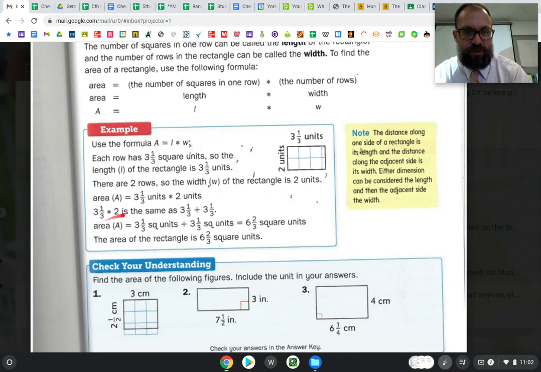And 3 1/3 times 2 is the same as 3 1/3 plus 3 1/3. So the area is 3 1/3 square units plus 3 1/3 square units. That's equal to 6 2/3 square units. The area of the rectangle is 6 2/3 square units.